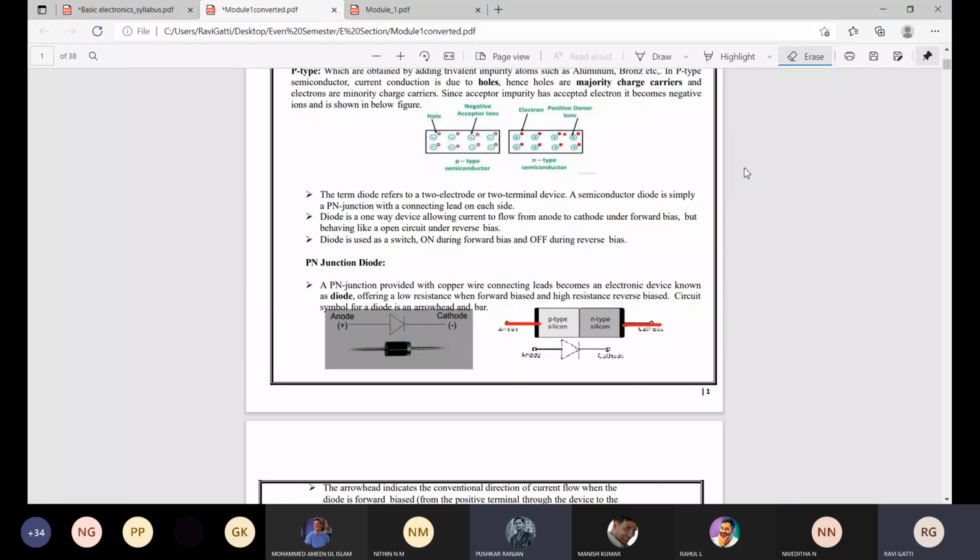Excuse me, sir. Yes, tell me, Pushkar. For the internals, will this module also come, sir? Whole module? Not the whole module. I will tell you, some important concepts. Two concepts will be coming: one is the PN junction diode, and one more is the rectifier. Only those two concepts will be coming. Okay, sir. So we will concentrate only on those two concepts. The remaining things we will take up after the internals. Okay, don't worry.